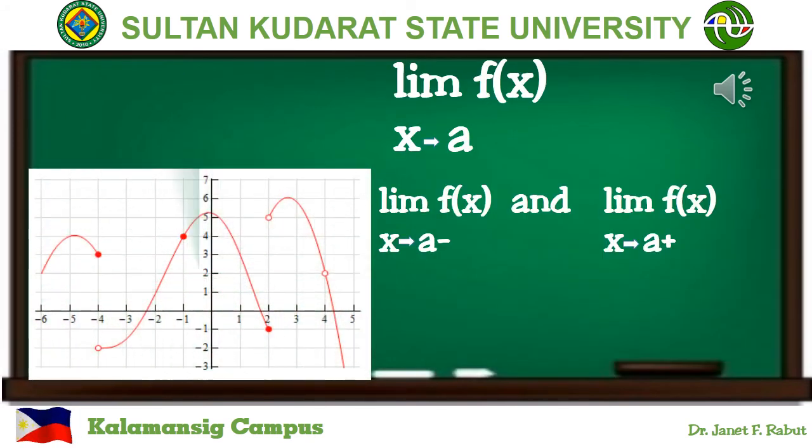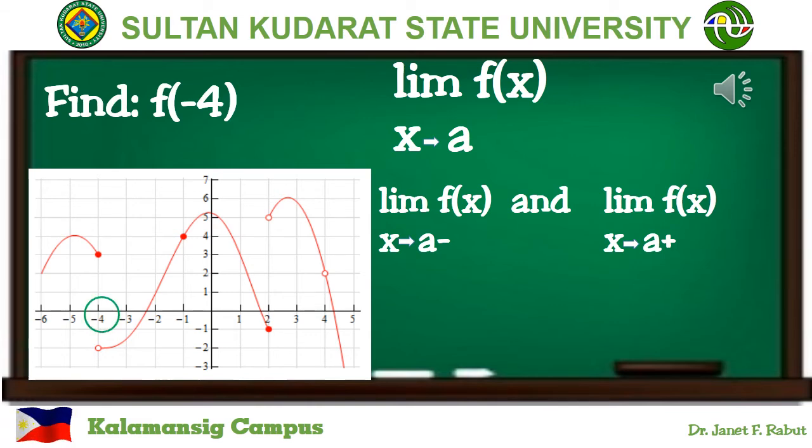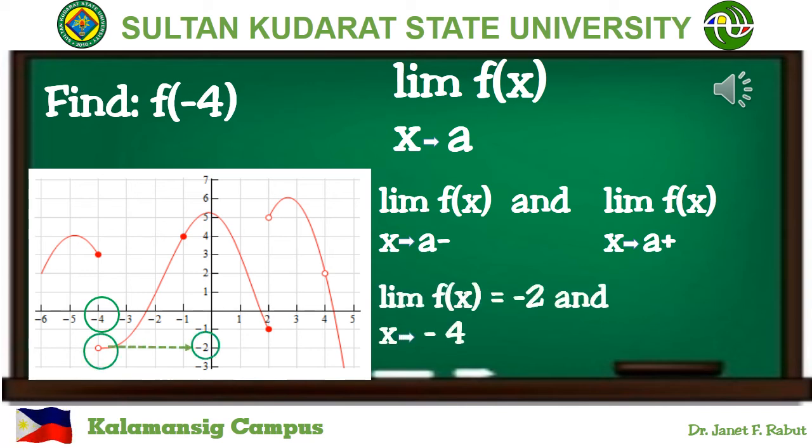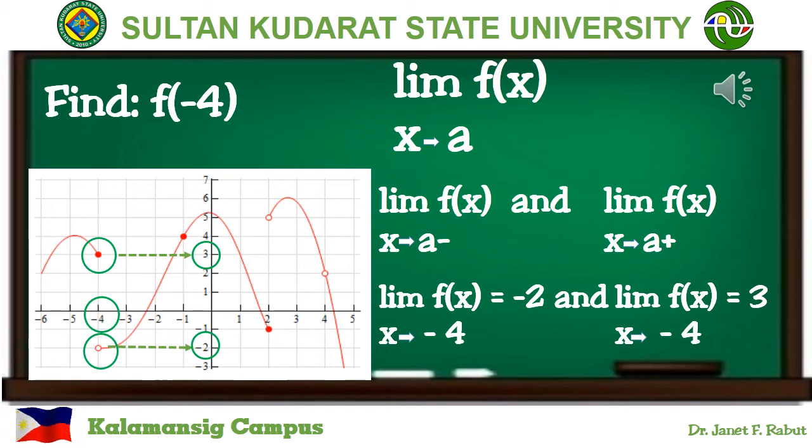Now look at the graph. We will find f of negative 4. When x approaches negative 4 from the left of a, the limit is at point negative 2. While if x approaches negative 4 from the right of a, the limit is at point 3. And take note, the point at 3 is closed while the point at negative 2 is open.